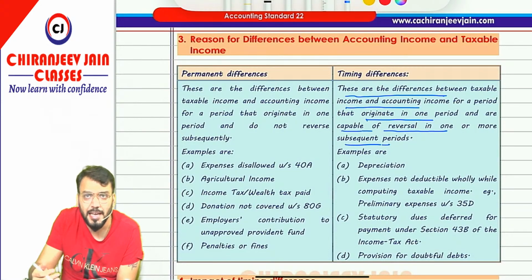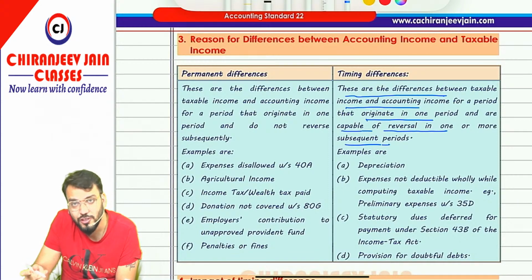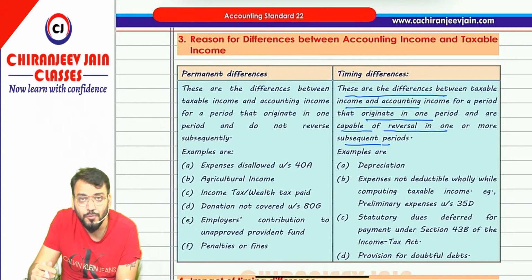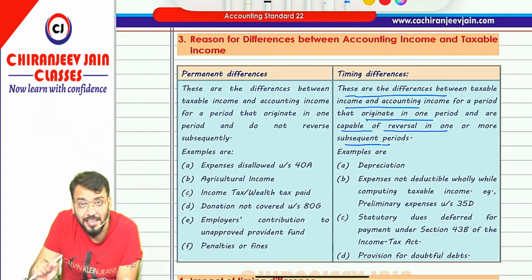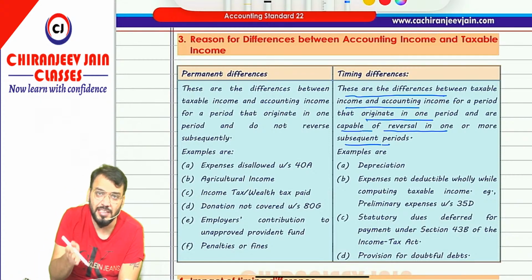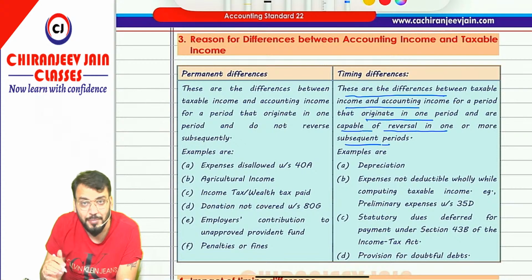Correct. For example, an expense which is disallowed under the Income Tax Act in this year but will be allowed in future becomes a timing difference. Or we can say any expense which is allowed under the Income Tax Act in this year and will be disallowed in future is also a timing difference. Means any expense allowed in the current year and disallowed in future, or disallowed in the current year and allowed in future, will give rise to a timing difference.